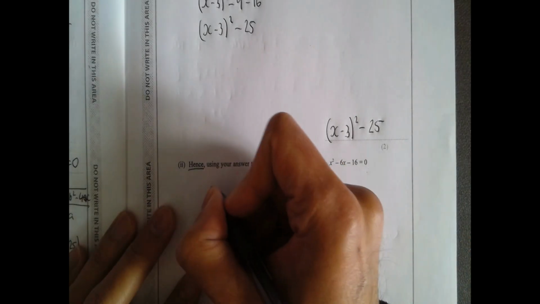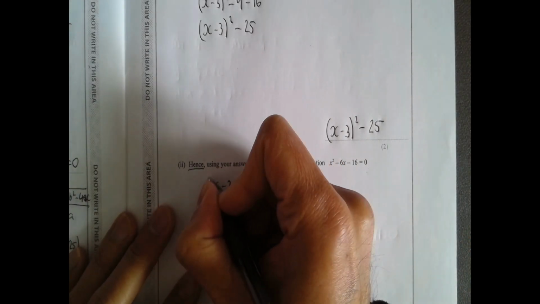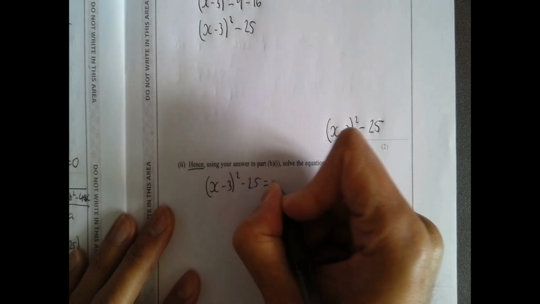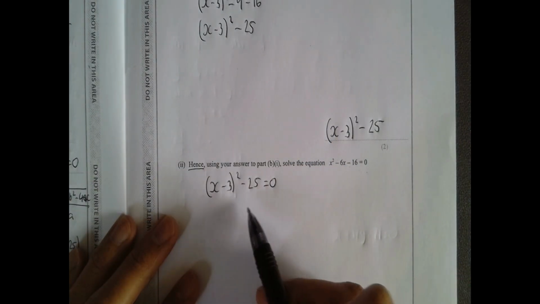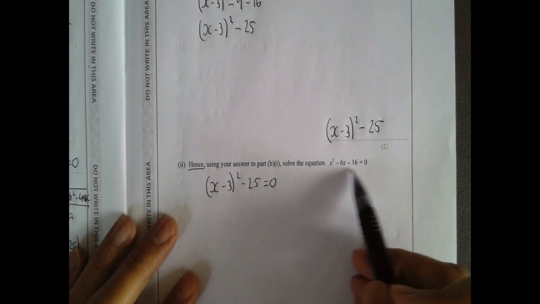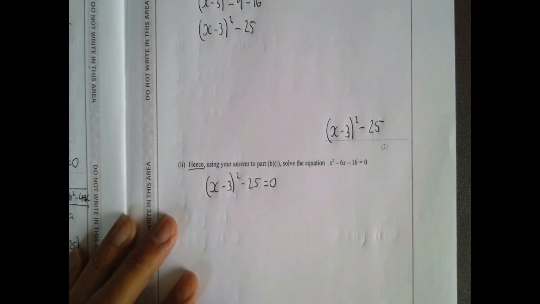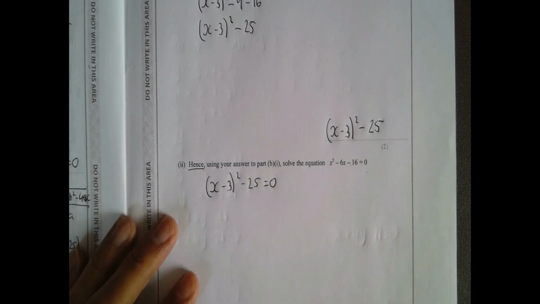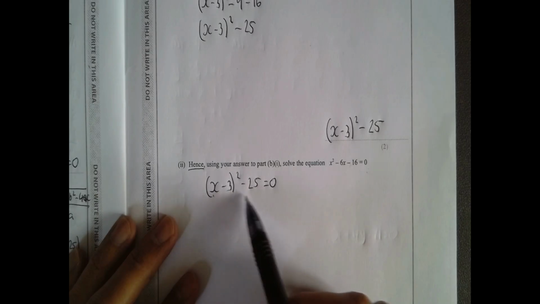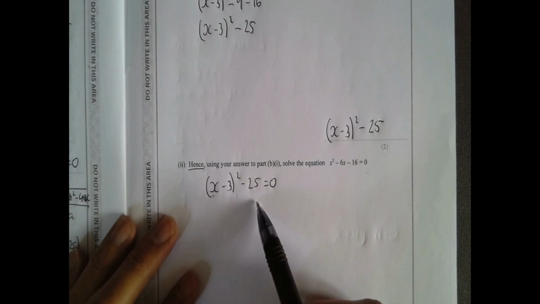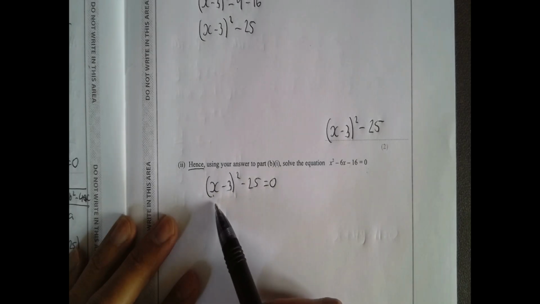So I'm going to rewrite this as (x − 3)² − 25 = 0. Okay, so this and this mean the same thing. I've just written this part in completed square form like I did earlier. So we're now going to solve this equation from completed square form. Now remember, we can do this because the x is only mentioned once, so I should be able to undo everything that has happened to the x.